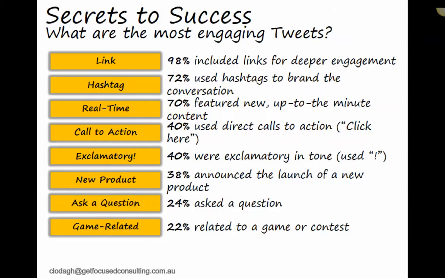So the secrets to success is to include a link, a link that brings it back to the website. You can have a quote in there and it just says the quote, but you really want people to include a link for deeper engagement. Creating a hashtag so you can classify all the tweets is really handy. Featuring what's happening, new news and right up to the information. Use a direct call to action, like buy here, visit our website, actually tell people what you need to do. Using a bit of a headline and grabbing people's attention is also a very good thing.